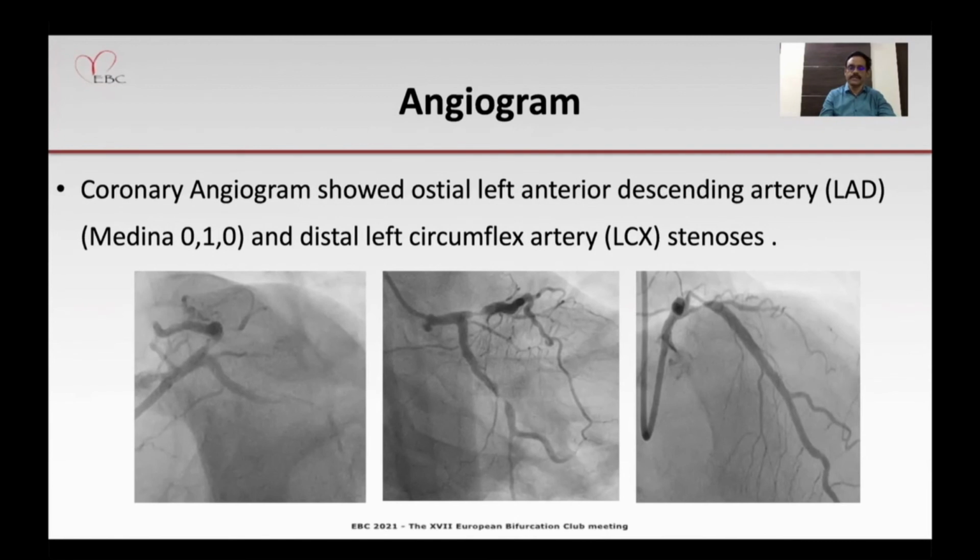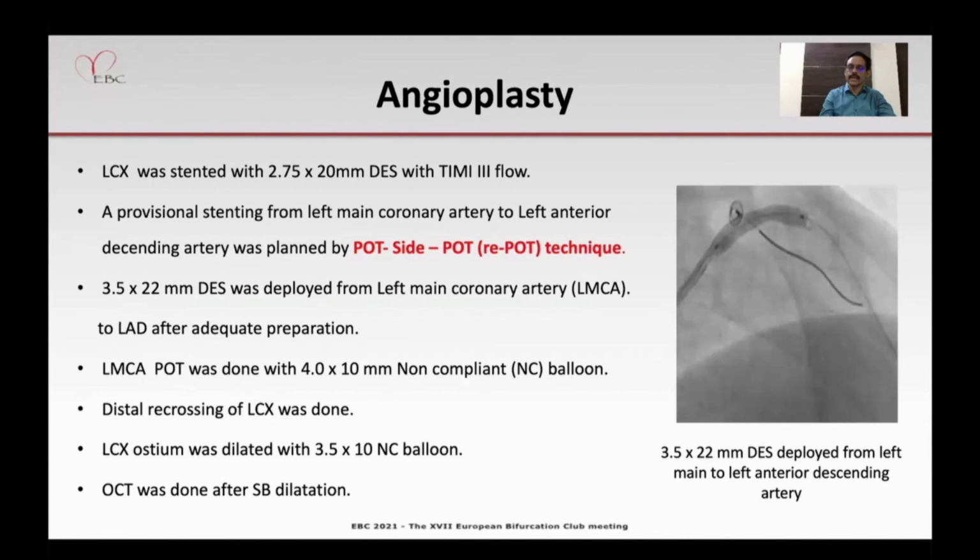The plan was PCI, and the strategy was to stent the distal LCX first for obvious reasons, and to stent the LAD lesion from LAD to left main. In other words, to treat it as a provisional left main. And the strategy we adopted here is POT-side-POT, or re-POT for short.